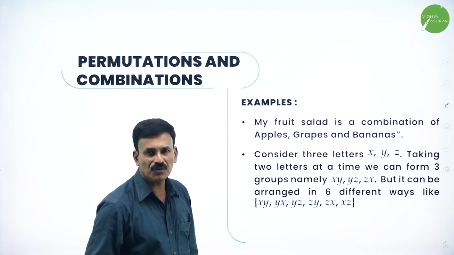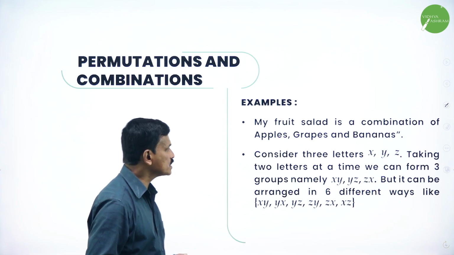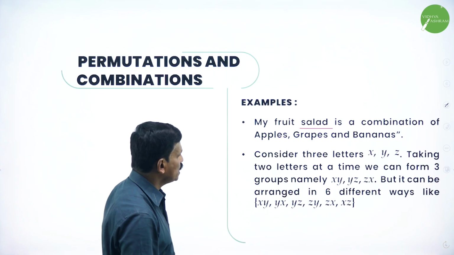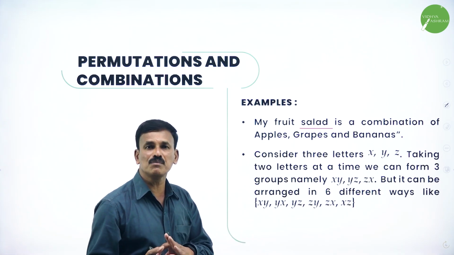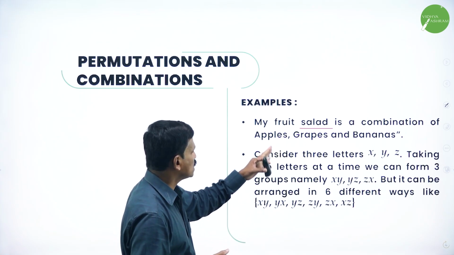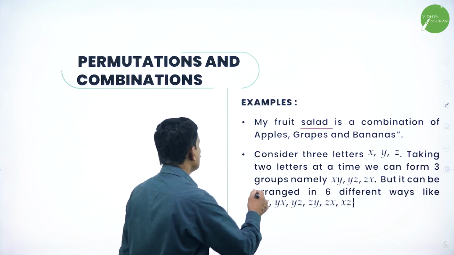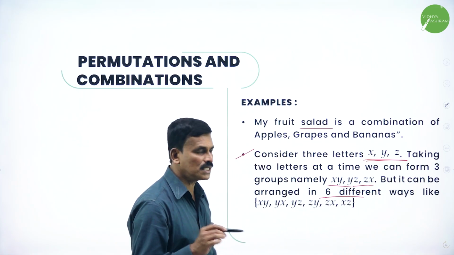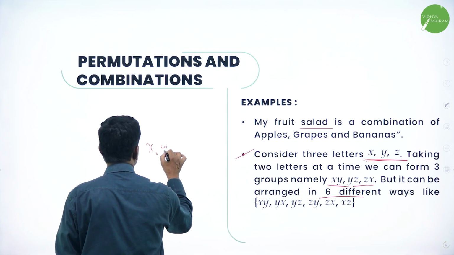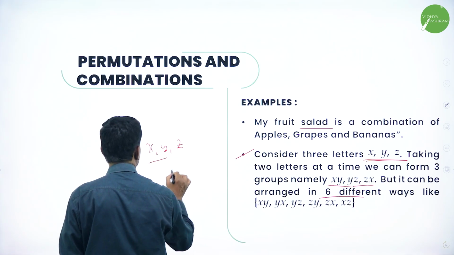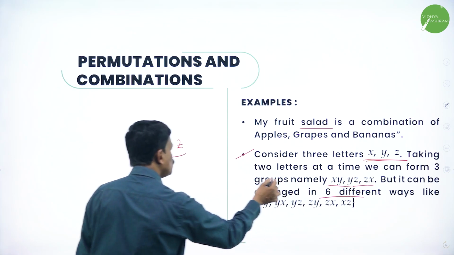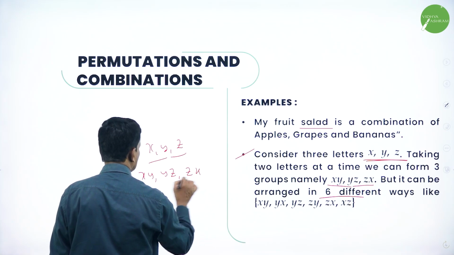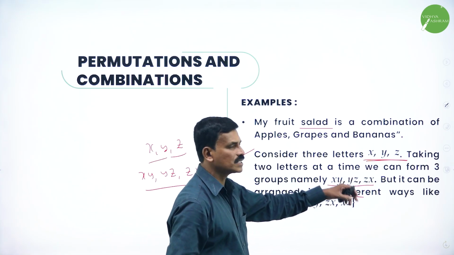Let us take an example for permutations and combinations. My fruit salad is a combination of apple, grapes and bananas. Next, consider the 3 letters X, Y and Z, taking 2 letters at a time. You can form 3 groups. The 3 groups are XY, YZ and ZX.